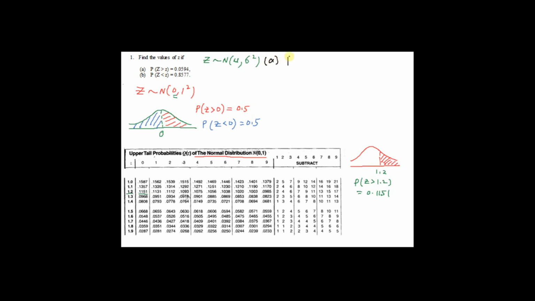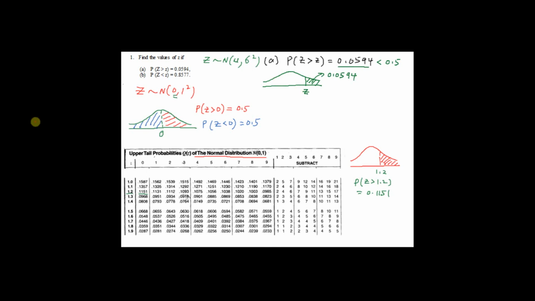Part A here, probability Z more than z equals 0.0594. So you know that probability Z more than 0 is 0.5. You can see here this value 0.0594 is lesser than 0.5. So you should expect the shaded area will be smaller than this area here. So it'll be somewhere around here. This area equals 0.0594. Now you're supposed to find this z value here.